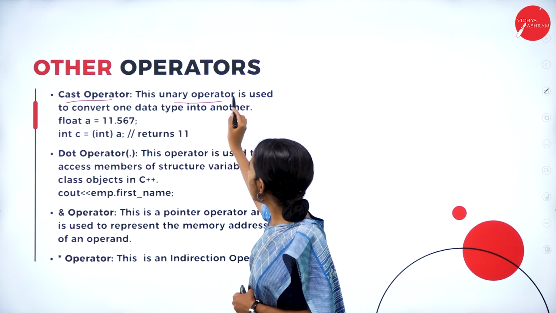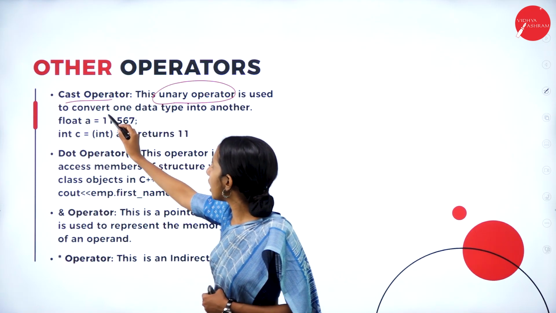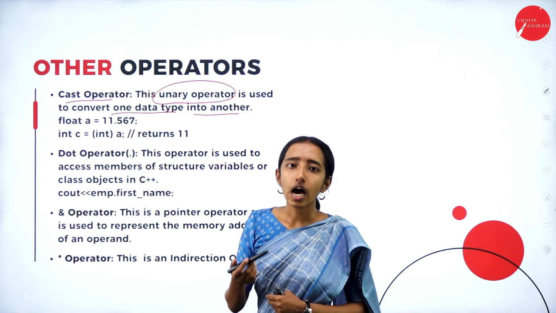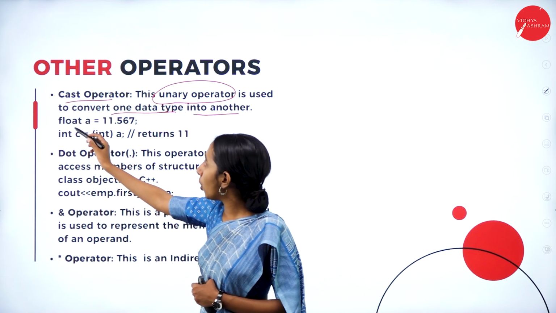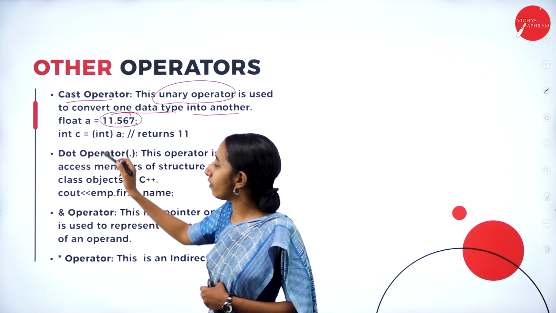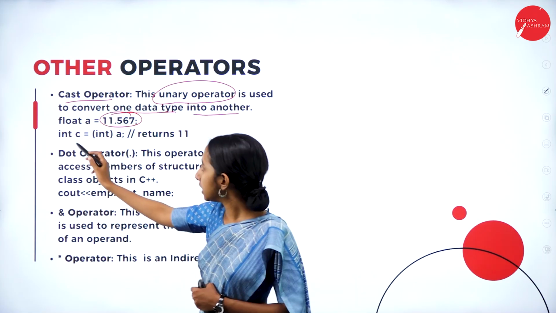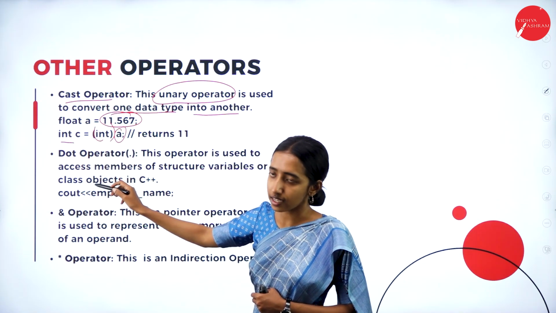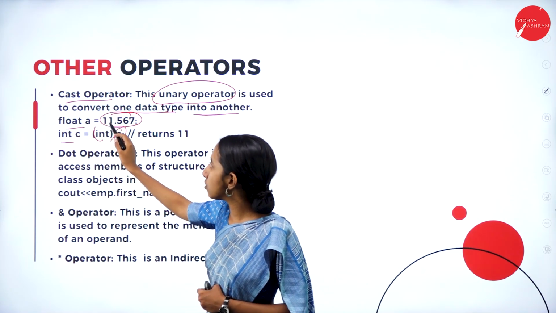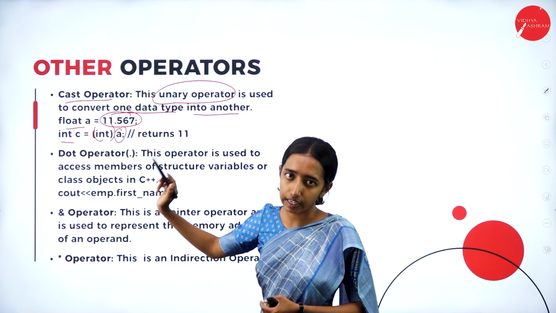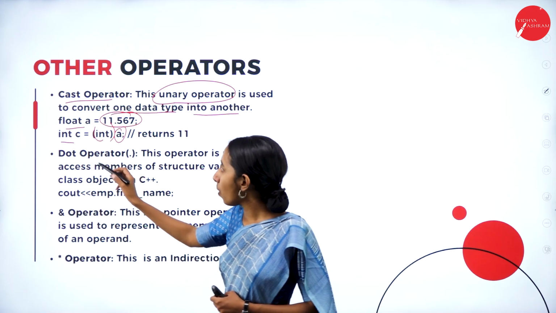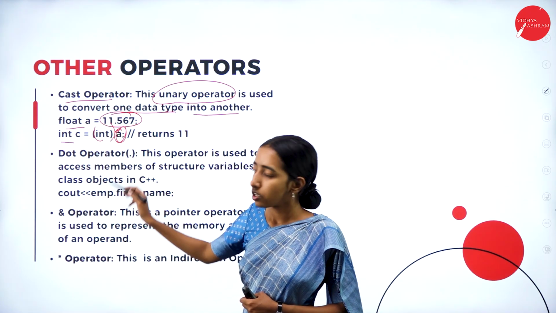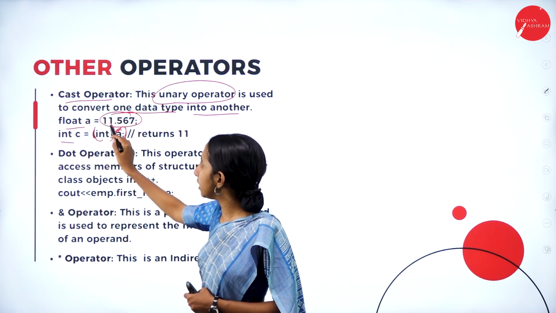Next we are having the cast operator. This is a unary operator used to convert one data type into another data type. Float a having 11.567. Int c, I am having typecasting. Here float a is equal to 11.567. It is in decimal form. Now I want int c is equal to a in integer form. So now I am typecasting it to int.